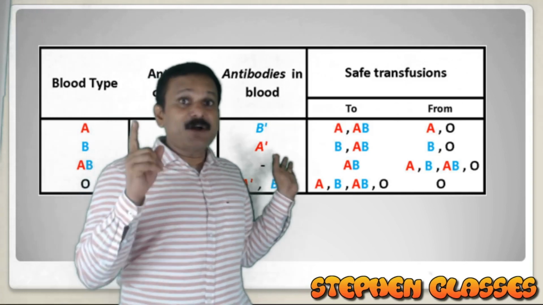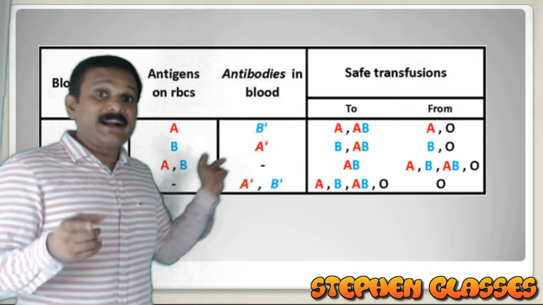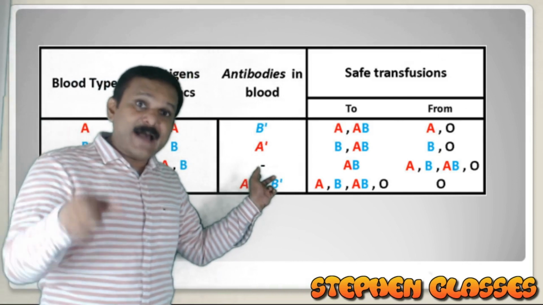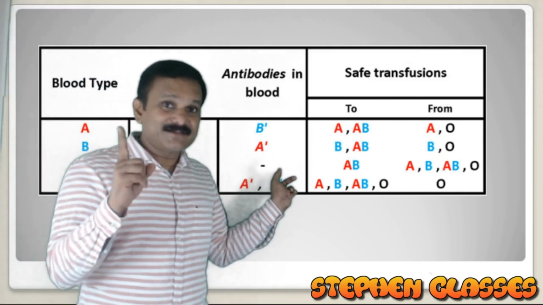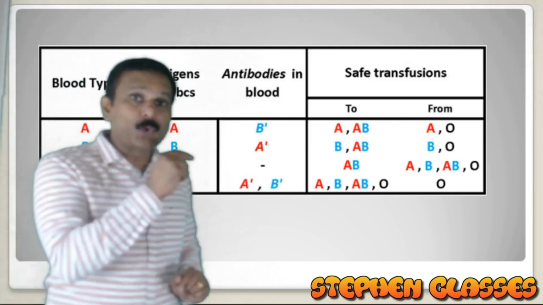So it is not because both antigens are present, but because both antibodies are absent. AB group is considered a universal recipient. Okay, and now what about the O group here?